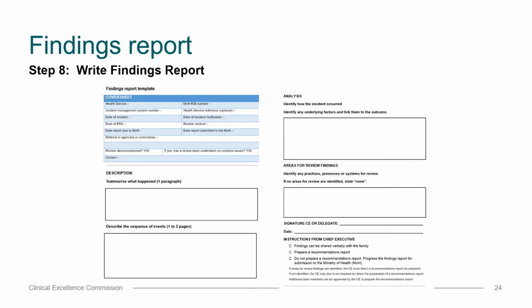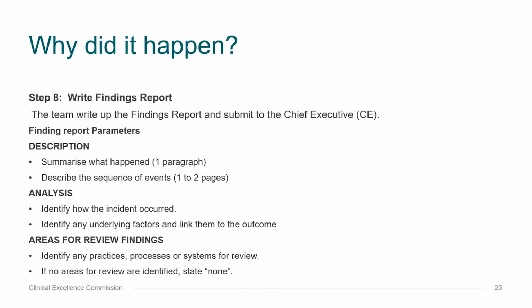The team write up the findings report next, and let's have a closer look at what this includes. The findings report includes a description of the incident and a sequence of events. It's written over 1 or 2 pages. The team identify how the incident occurred and list any underlying factors linking them to outcome. When the findings report's finalised, it's submitted to the Chief Executive, who's responsible for directing whether a recommendation report needs to follow. The findings can then be shared verbally with the family by the Open Disclosure team, and it's the dedicated family contact who arranges this.